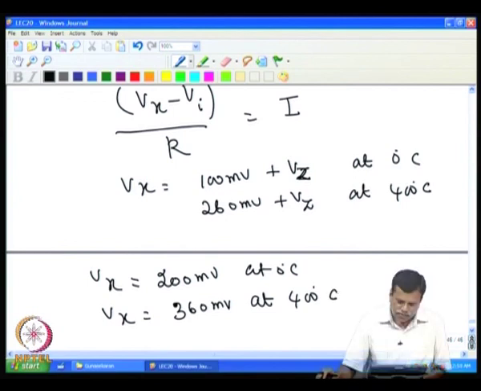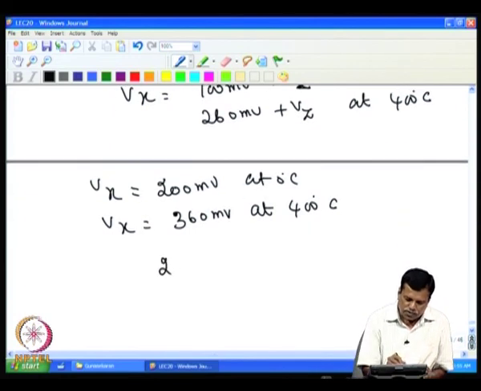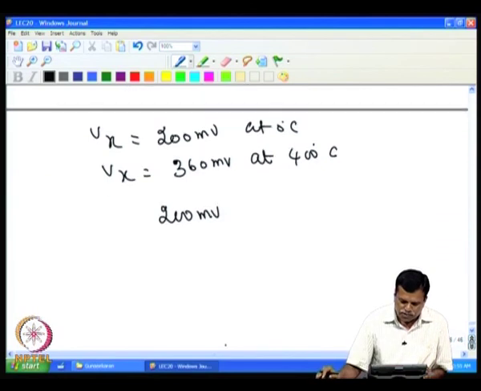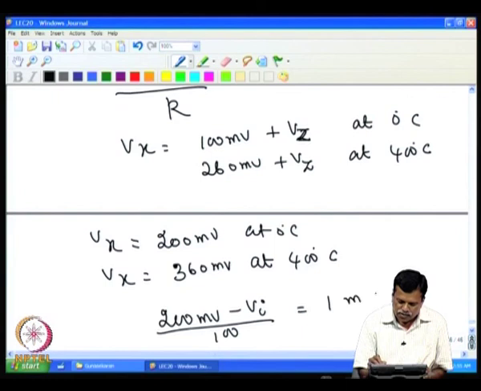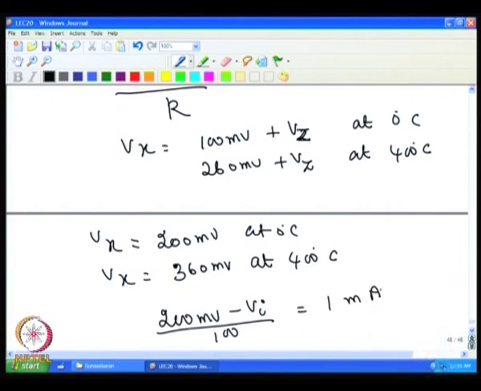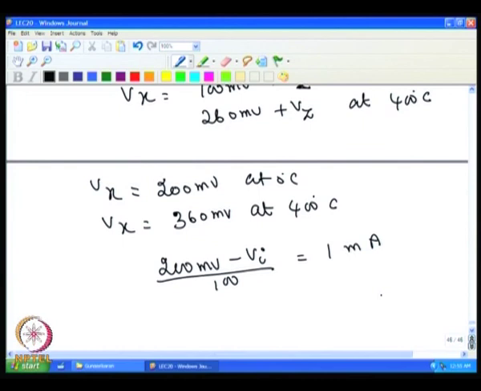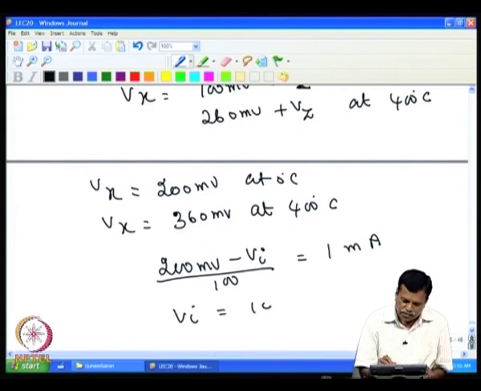For example, if I want a total current of 1 milliampere, then Vi can be taken in such a way that, assuming R as 100 ohms, I substitute 200 millivolt in the equation: 200 millivolt minus Vi, divided by 100, should come as 1 milliampere. That gives Vi equal to 100 millivolt, which will give you 1 milliampere current.